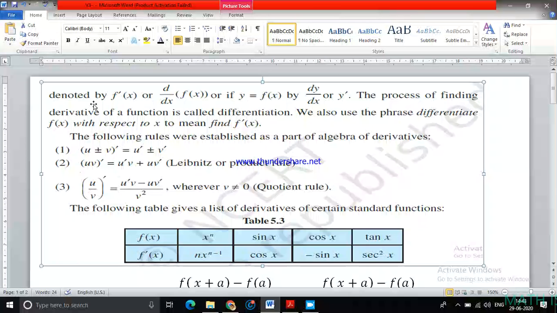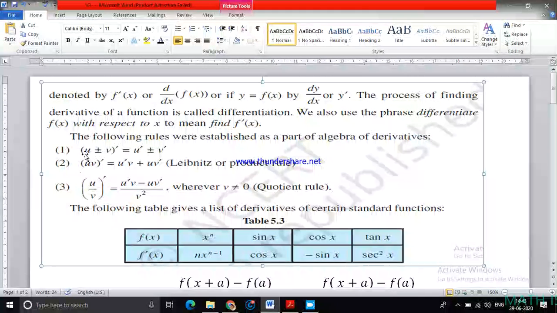If any function is differentiable, then we represent it as f dash of x or d by dx of f of x, or y equals f of x and then dy by dx or y dash. These are the different notations we use for representing that a function is differentiated. Here d by dx means differentiating the function with respect to x. f of x is a function in terms of x, so differentiation also will go in terms of x only.